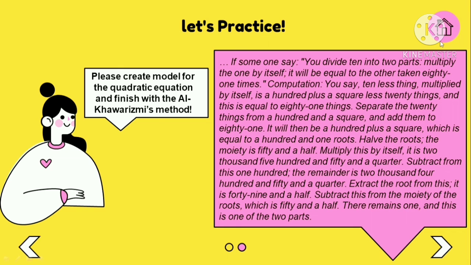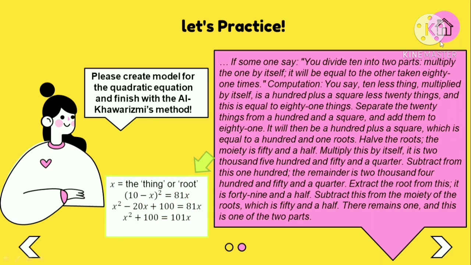Half the roots, the moiety, is 50 and a half. Multiply this by itself, it is 2550 and a quarter. Subtract from this 100, the remainder is 2450 and a quarter. Extract the root from this, it is 49 and a half. Subtract this from the moiety of the roots, which is 50 and a half. There remains one, and this is one of the two parts. And here is the algebraic shape of the problem.